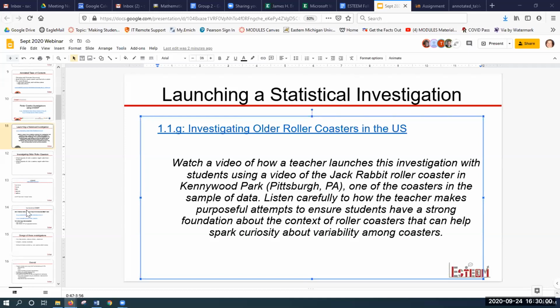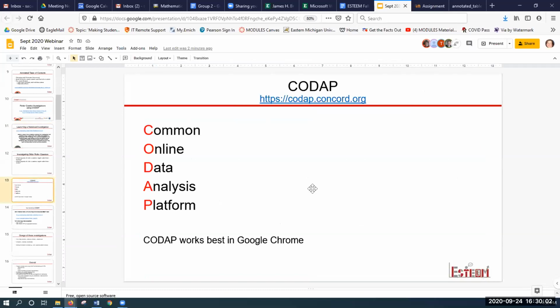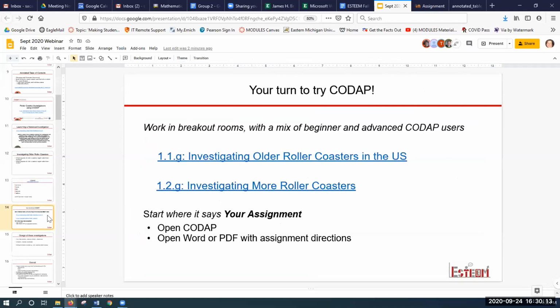Okay, so now we're going to segue into you guys using CODAP. If it hasn't been mentioned before, CODAP is an acronym. It stands for Common Online Data Analysis Platform. What we're going to do in a second is split you into breakout rooms. Again, there's a mix of beginner and advanced users here.